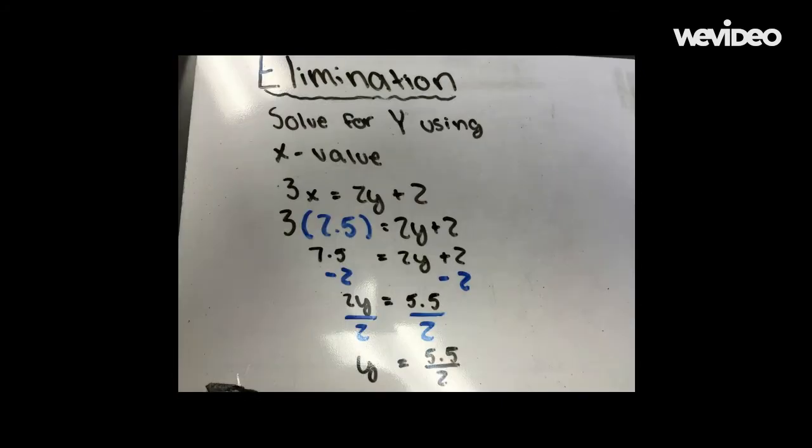Now since we have what x equals, we can then plug that in to either of the two equations to get what y equals. I chose to use 3x equals 2y plus 2, and for x I just plugged in 2.5, and again just solve that like a normal equation. So 3 times 2.5 is 7.5, and so I subtracted 2 from both sides to get that y by itself, and then we get 2y equals 5.5, and I divided by 2 to get y by itself, so we get y equals 5.5 over 2.